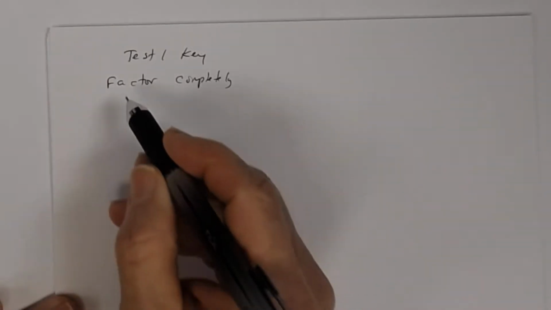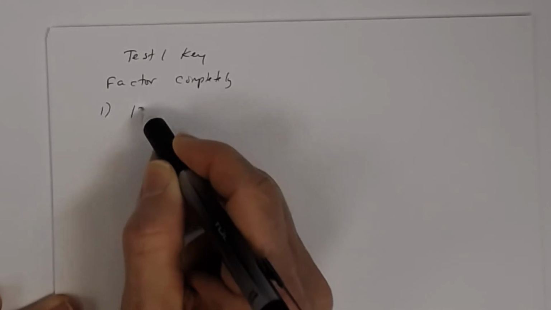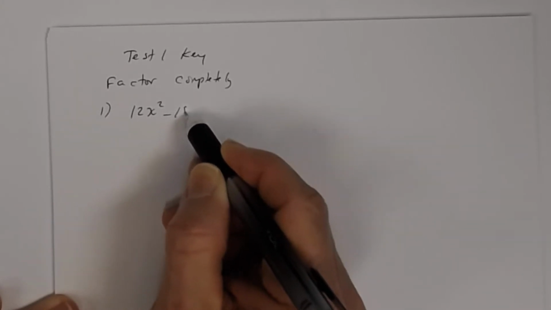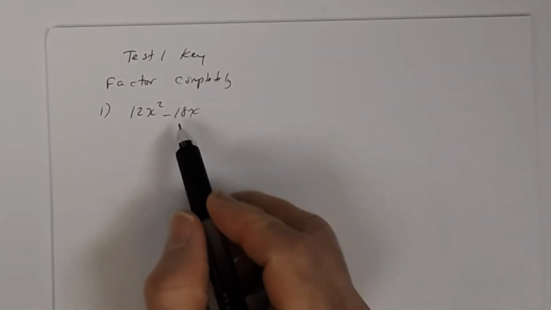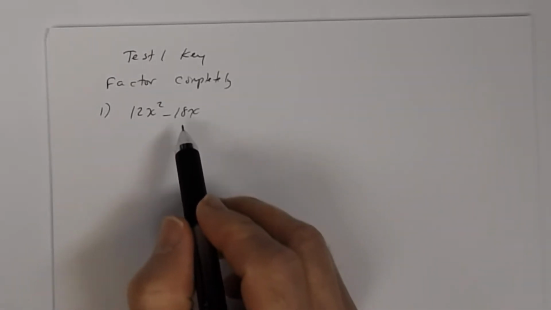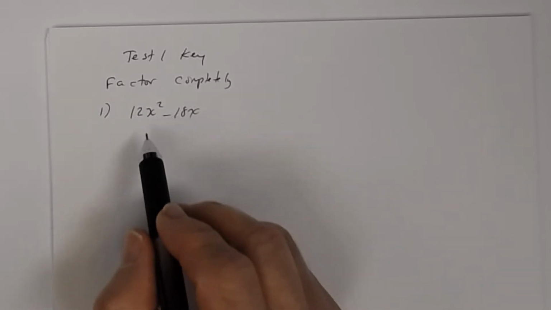This is the key to test 1, and in the first 10 or 11 problems, you're asked to factor completely. And so number 1, we have this polynomial, 12x squared minus 18x. Now this is not a difficult one. Basically, remember, to factor a polynomial, the first thing you have to do is look for the greatest common factor.